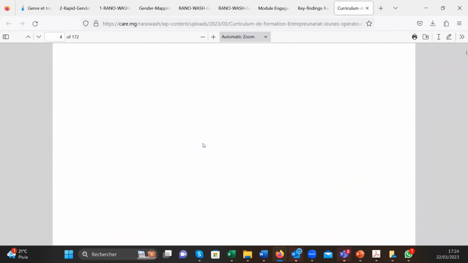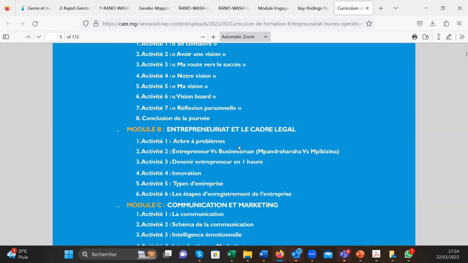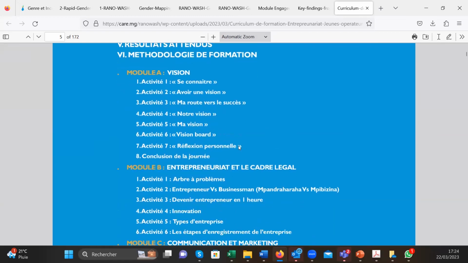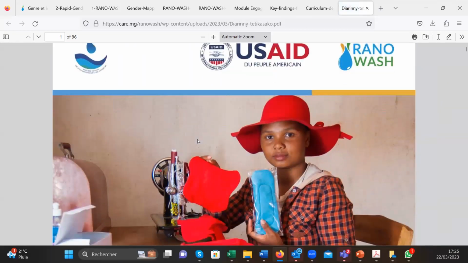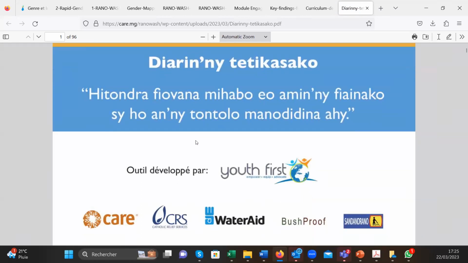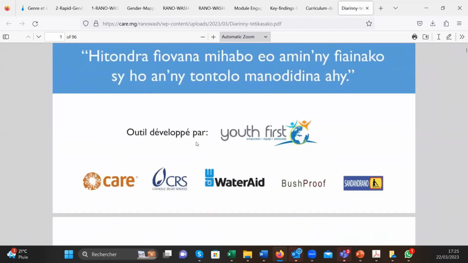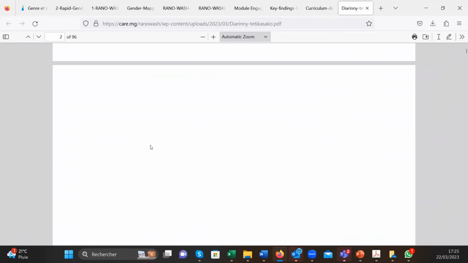You can also see in this curriculum the different modules that were treated and how to transfer them at the level of the participants. We also have the trainer's guide elaborated by Youth First, included in this curriculum. And here is the document provided to the participant to enable them to develop their action plan during the training and during the coaching sessions. And so all of these tools are available for the WASH sector.